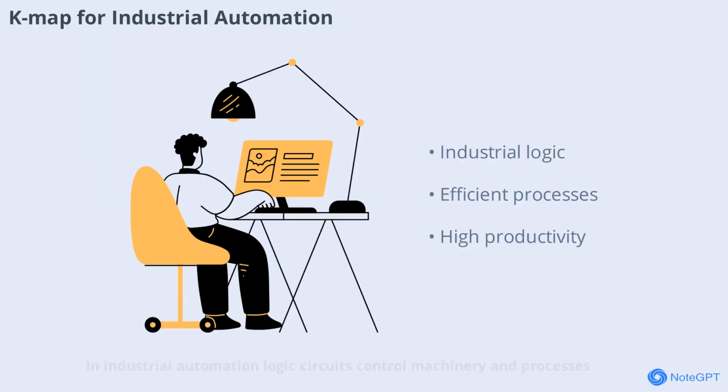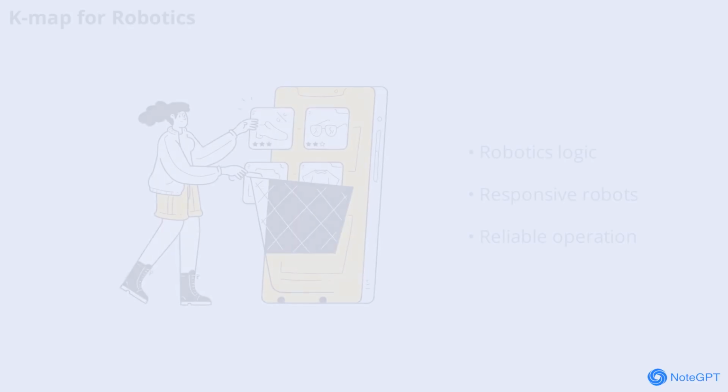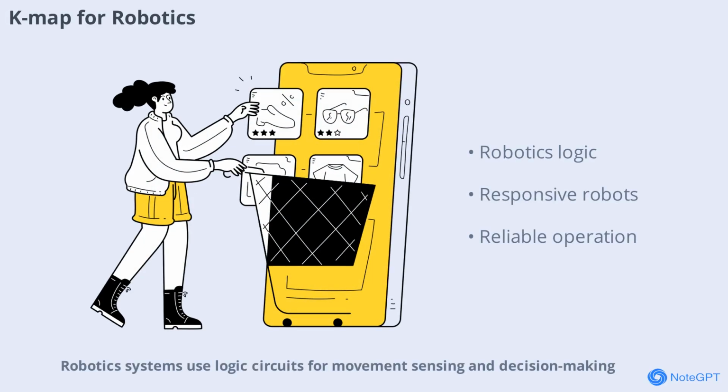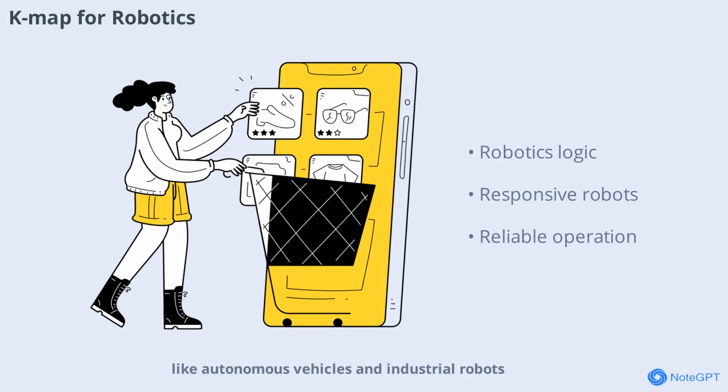In industrial automation, logic circuits control machinery and processes. K-maps help minimize the logic for control signals, improving efficiency and reducing downtime. This is essential for maintaining high productivity and safety standards in manufacturing environments. Robotics systems use logic circuits for movement, sensing, and decision-making. K-maps can simplify the logic for these functions, leading to more responsive and reliable robots. This is particularly important in applications like autonomous vehicles and industrial robots.